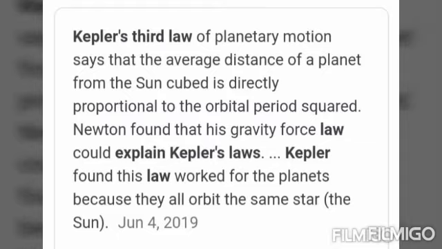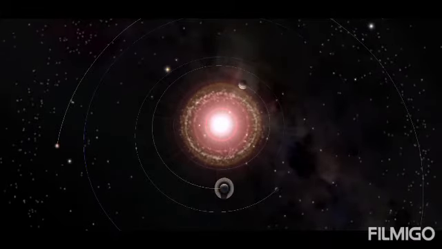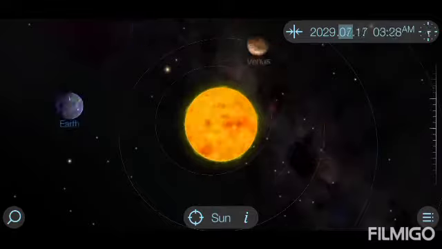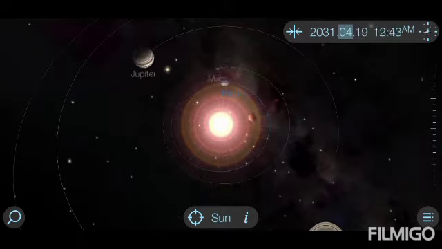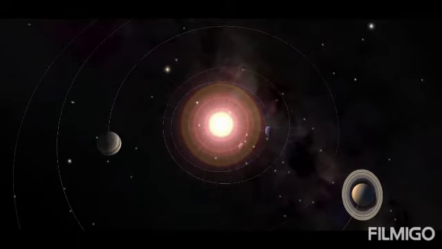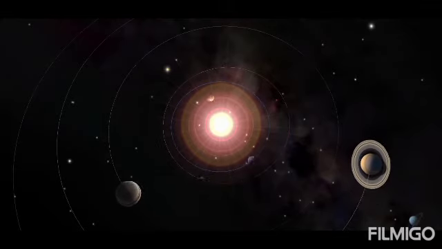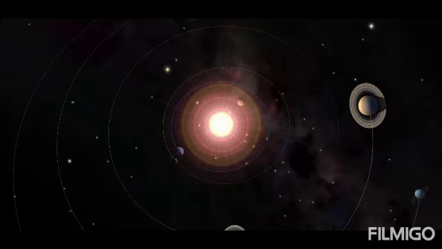Now, we will prove that T square is proportional to r cube, the time period around the Sun squared is proportional to the cube of its distance from the Sun. Kepler's third law can be easily proved by assuming the orbit of the planet to be circular, with the Sun obviously at the center of the circle. The Sun's gravitational force provides the necessary centripetal force for the planet to orbit the Sun.